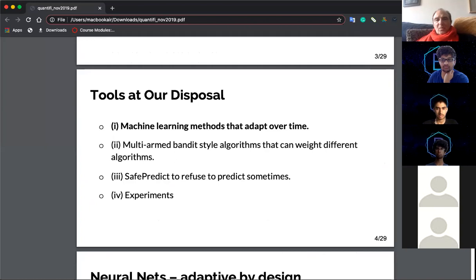So we're gonna talk about several things that we can do to adapt to concept drift. The first thing is that we're gonna use machine learning methods themselves that adapt over time. And then we're going to do some other tricks. So let's do them one at a time. Machine learning methods that adapt over time. Next slide, please.